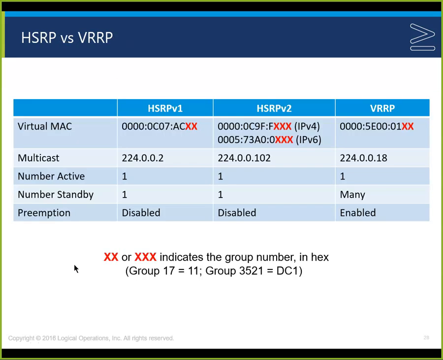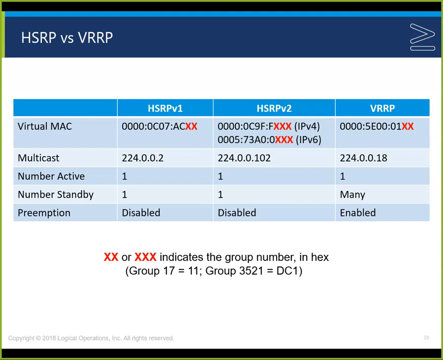The HSRP VRRP comparison. Virtual MAC for HSRP, HSRP version 2 for IPv4, and then another for IPv6. VRRP 01 and so on, where the XX down here indicates the group number in hex. The multicast address is 224.0.0.2, 102, and then 18.